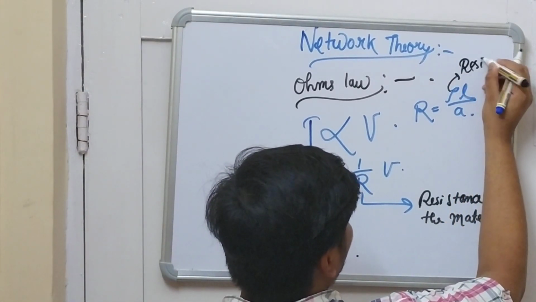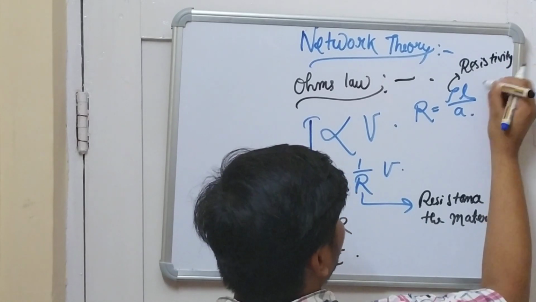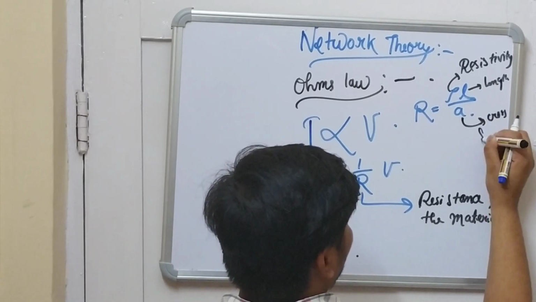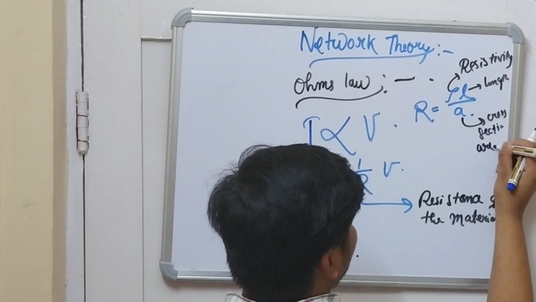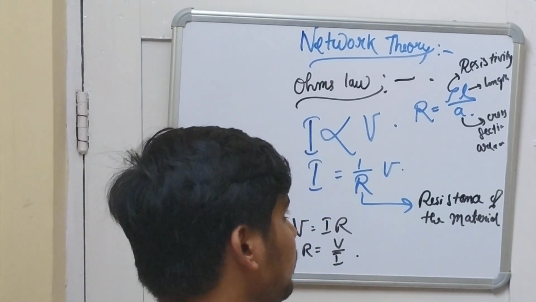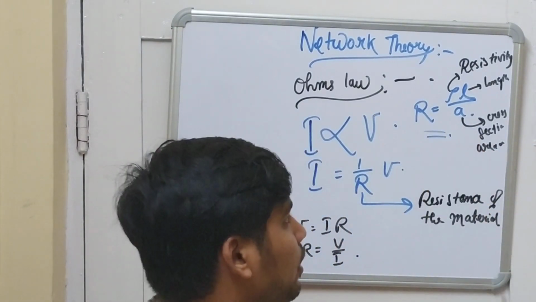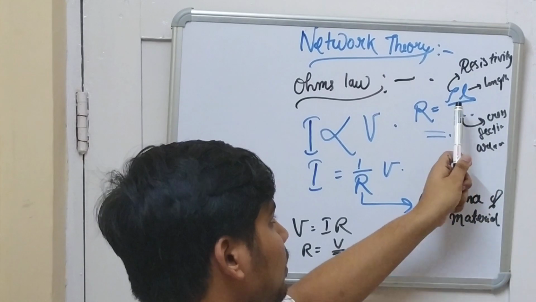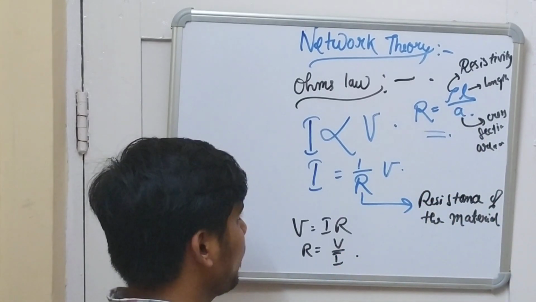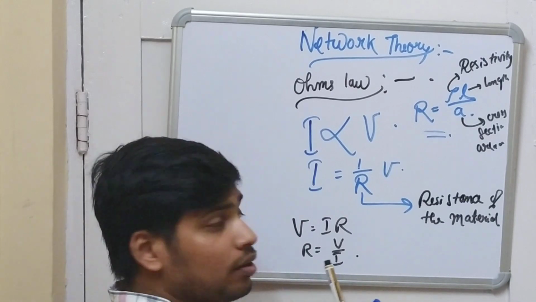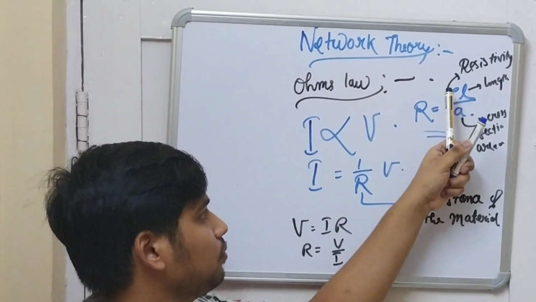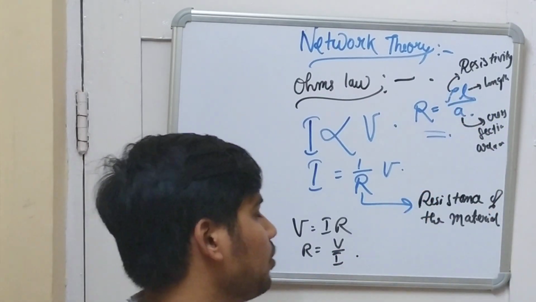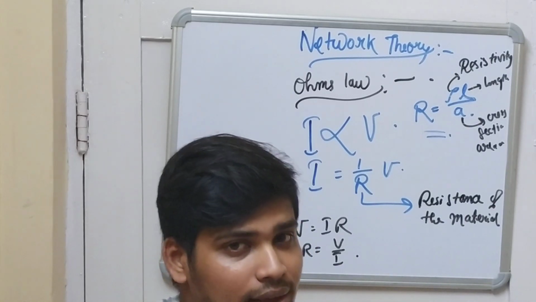resistivity of the material, L is the length of the material, and A is the cross-sectional area of the conductor which we take. So resistance is constant. It only depends on the resistivity, that is the material, the length of the material, and the cross-sectional area. Remember, R doesn't depend on V and I. R only depends on these terms. It is independent of V and I.